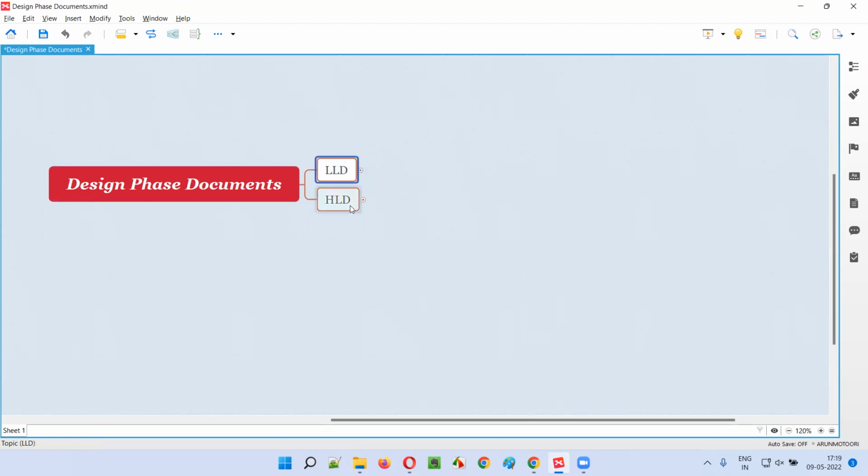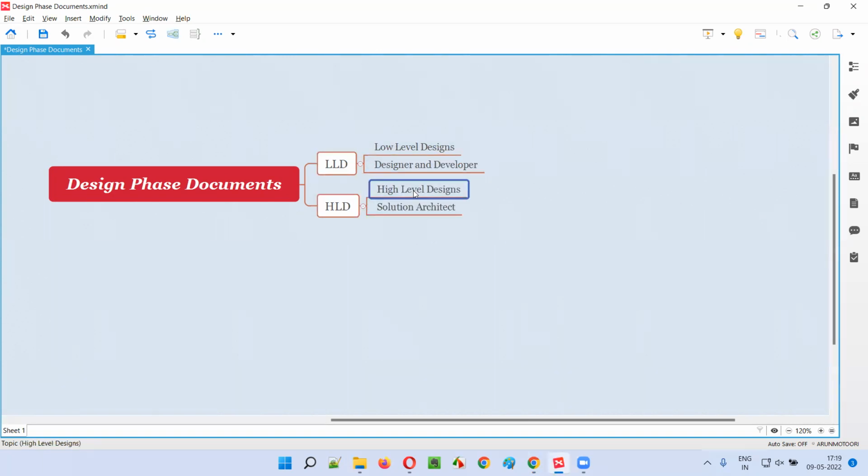That is LLD, HLD. LLD document stands for low level design document, whereas HLD documents stands for high level design documents. Coming to the LLD documents, they are created by designer and developer, whereas HLD documents are created by solution architect in the projects. So these are the two documents that are created in design phase of SDLC, that is low level design and high level design are the two documents.